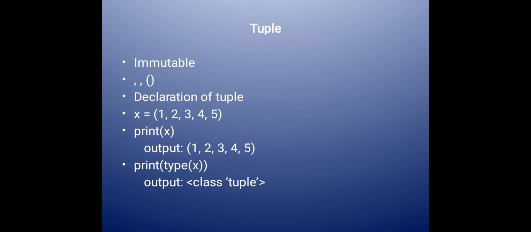And the tuple also allows duplication. That means it may contain the same elements multiple times. So duplication is possible. And the elements are enclosed within round brackets and are separated by commas.